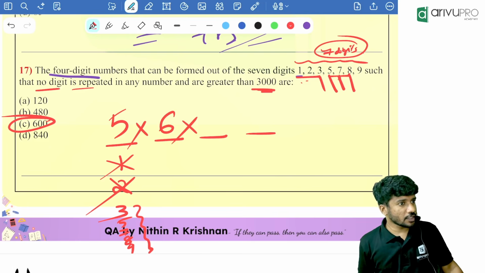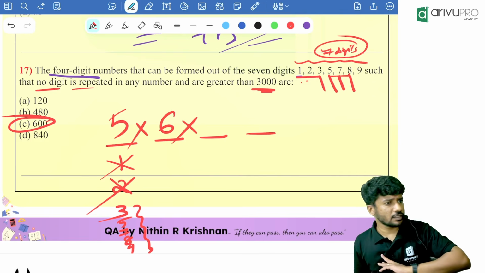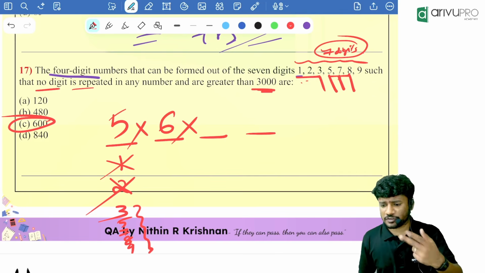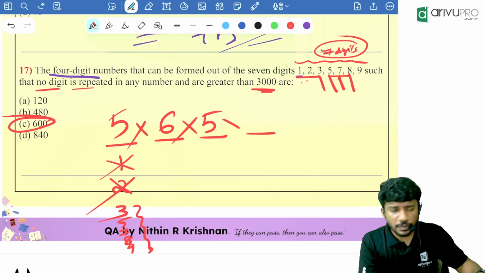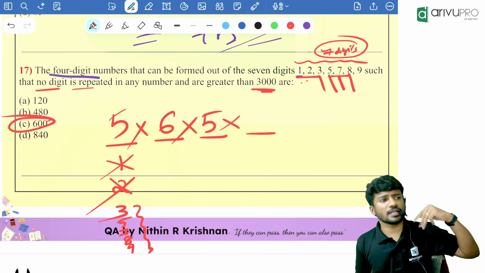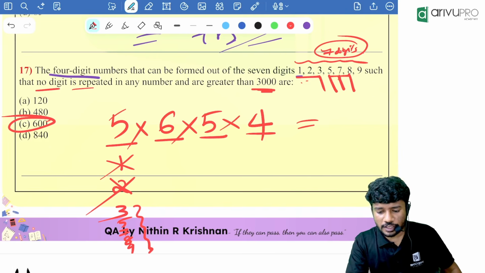Got it, Sugardha, Soumya, you understood this step? Yes. 2 people already sat. If 2 people already sat from the 7, 2 are gone. That means how many are remaining? 5 are remaining. 3 people already sat, how many are remaining? 4 are remaining.